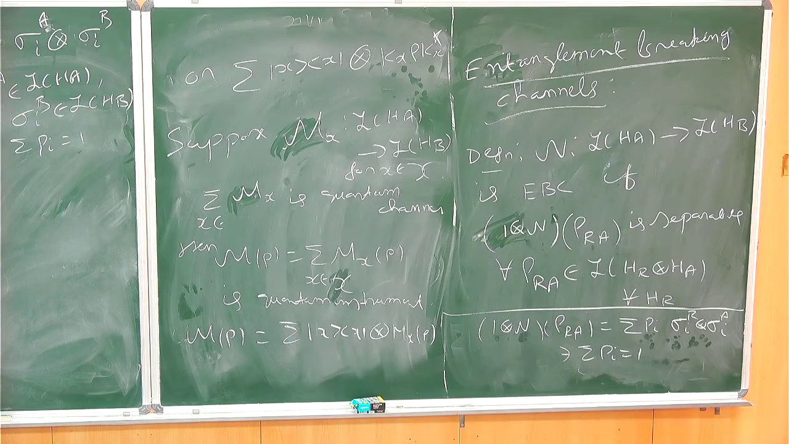Now we have to verify that, given that it is separable, this is separable. That's what entanglement breaking means. So this is separable. Now let us apply this. We just have to apply this. So this implies 1 tensor N of rho RA.